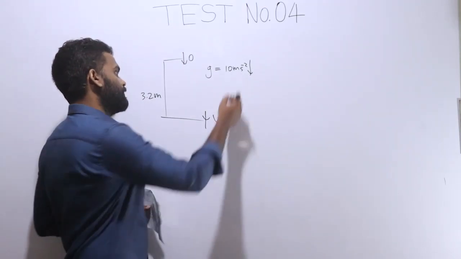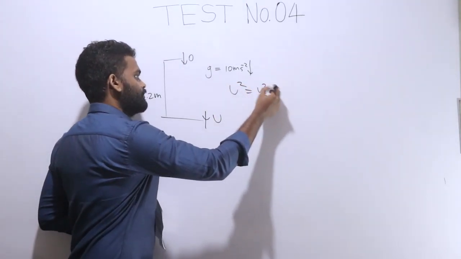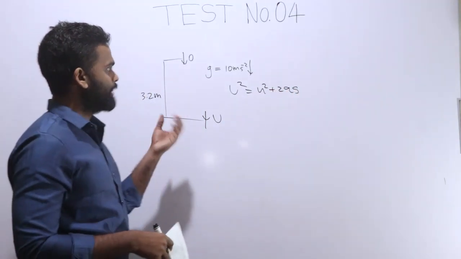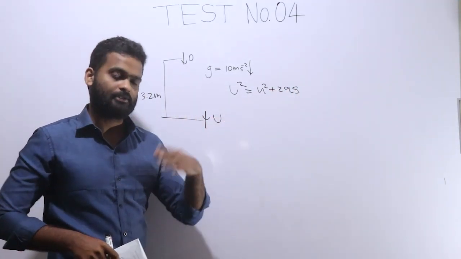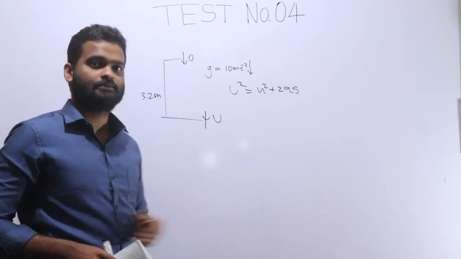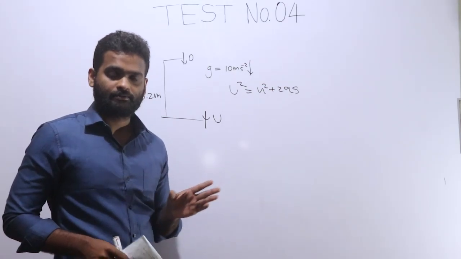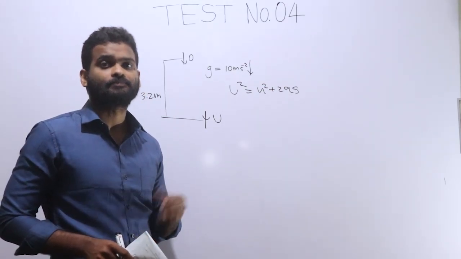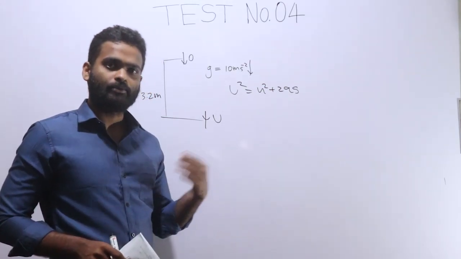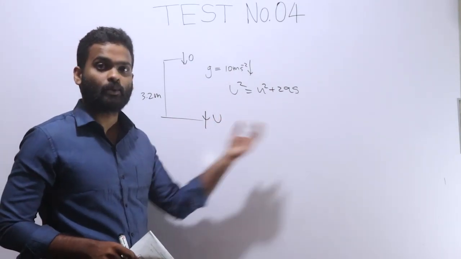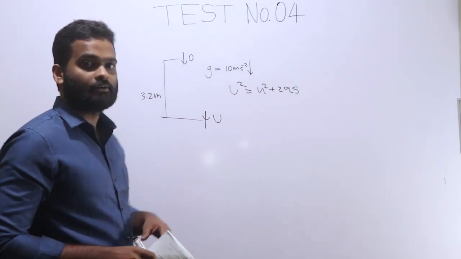So just apply this equation, v squared equals u squared plus 2as. In order to save time, you have to choose the best equation. You can use other equations two or three times, but in order to save time, you have to have the practice to apply this equation at once to get the answer.